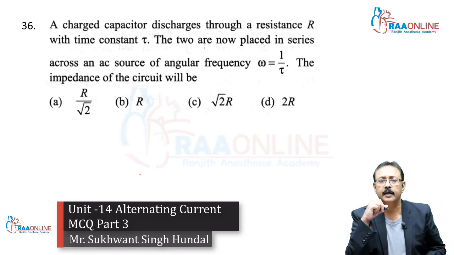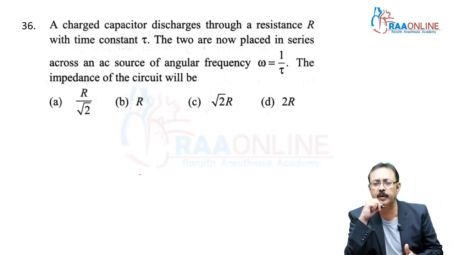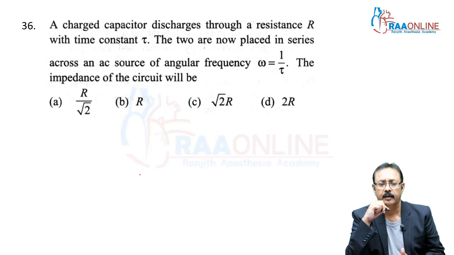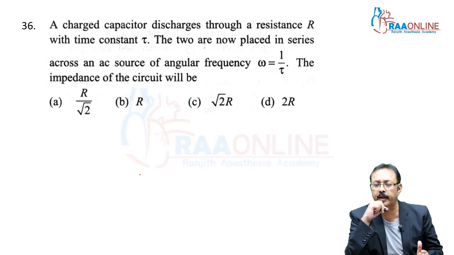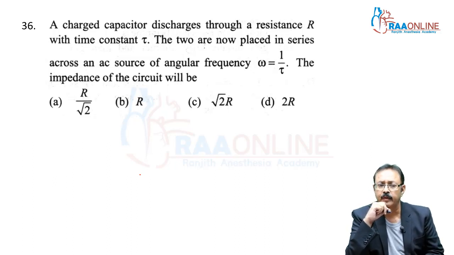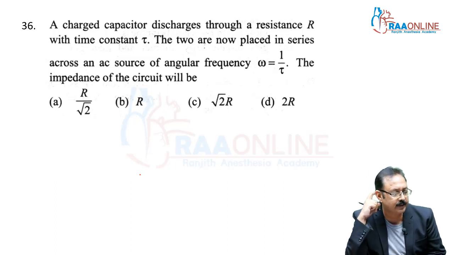36th: a charged capacitor is discharged through a resistance R with time constant tau. The two are now placed in series across a source of angular frequency omega equal to 1 upon tau. The impedance of the circuit will be what, they are asking.